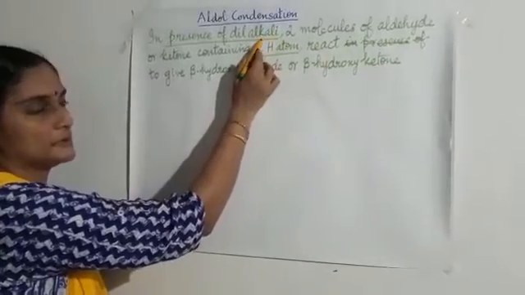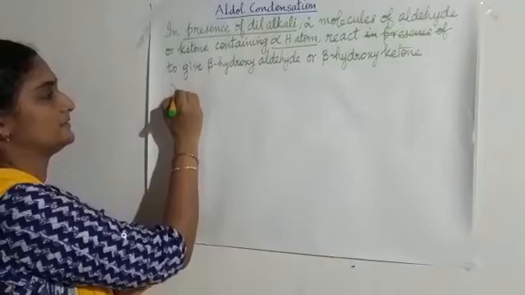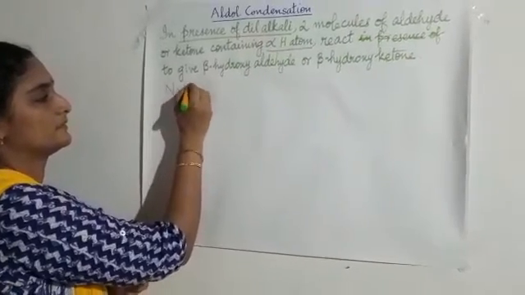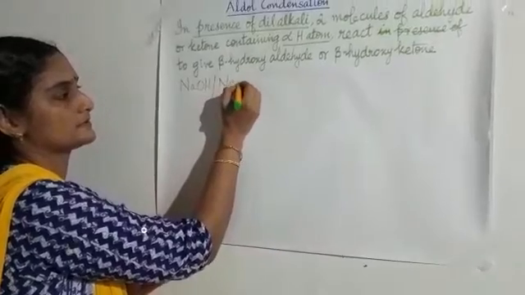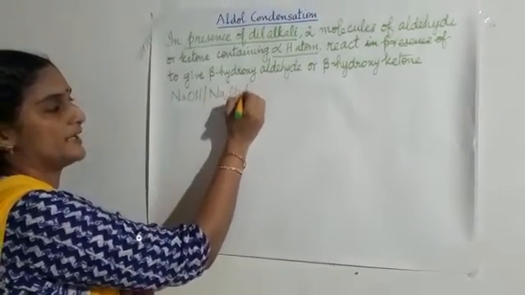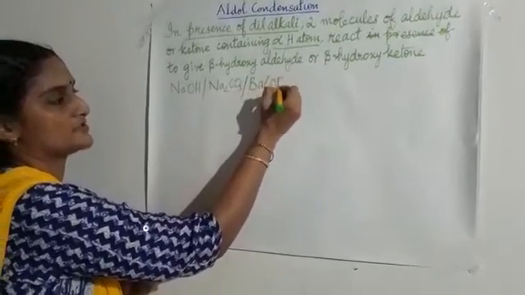Now the alkali used can be sodium hydroxide, or it can be sodium carbonate or potassium carbonate or barium hydroxide.